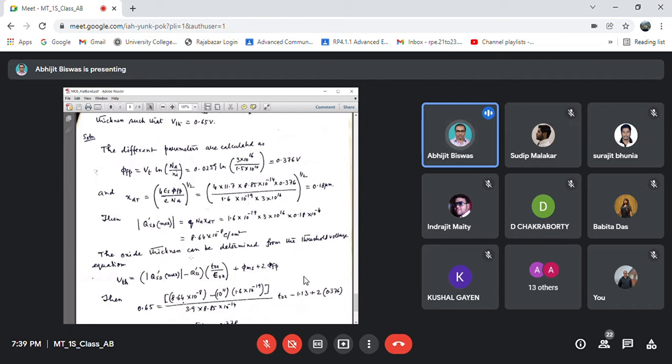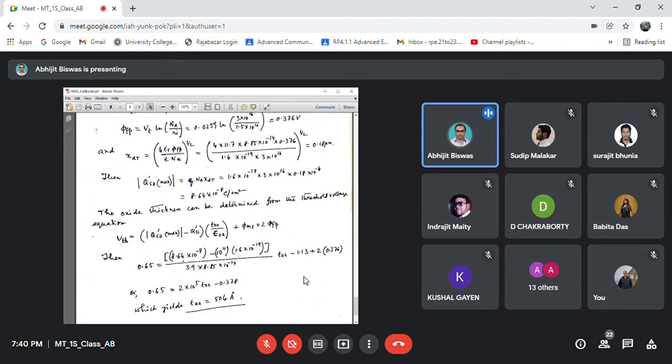So Q dash SD maximum is equal to q into Na into xdT. So it is equal to 1.6 into 10 to the power minus 19 coulomb, Na is 3 into 10 to the power 16, and xdT is 0.18 into 10 to the power minus 4 centimeter. So the depletion charge per unit area is equal to 8.64 into 10 to the power minus 8 coulomb per centimeter square. Now the oxide thickness can be determined from this threshold voltage.